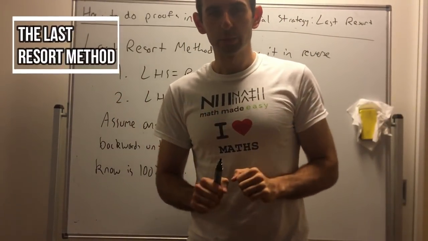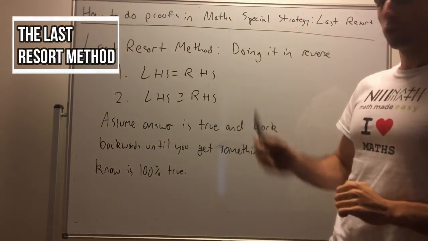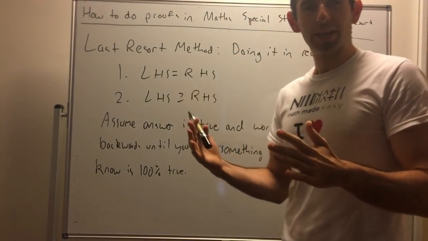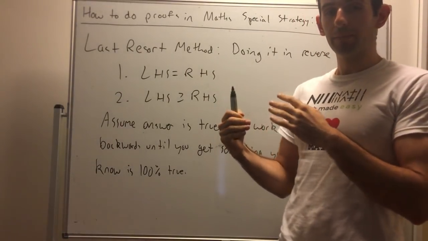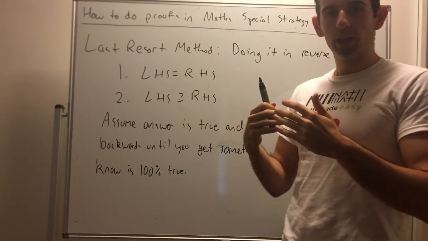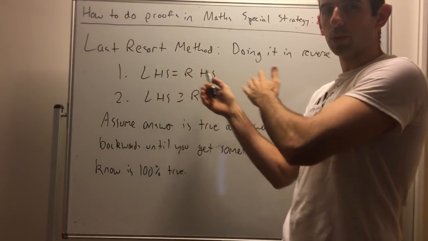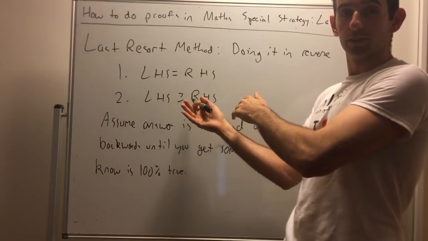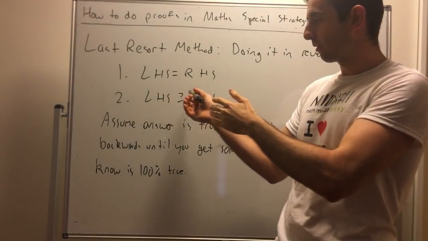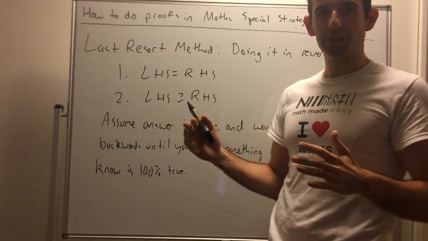Alright, so what's this last resort method? Well, it's called doing it in reverse, so that's the name I give it. Right. So it works for questions where you have to prove in maths, algebra, trigonometry, where you have to prove left-hand side equals right-hand side. So you've got to prove it, show it, or even for inequalities, right? You've got to prove an inequality, greater than, less than, doesn't matter, any variation.